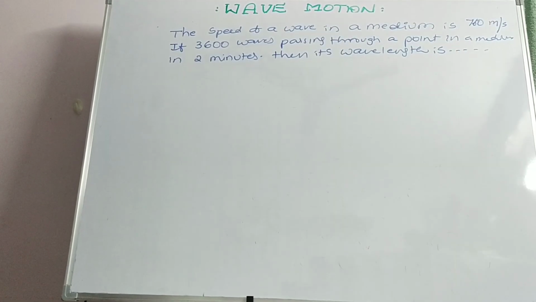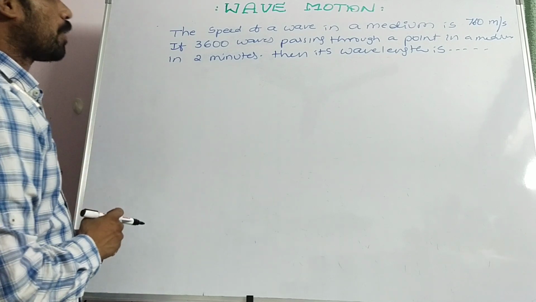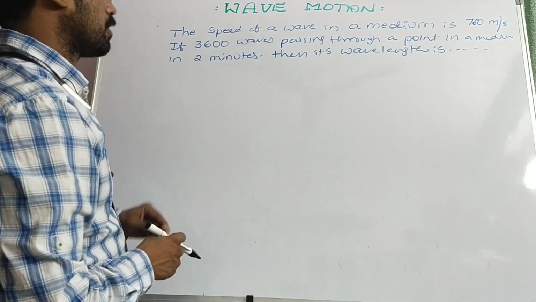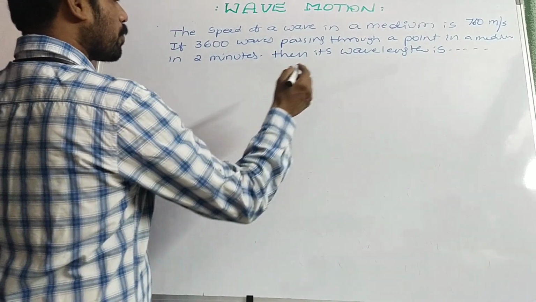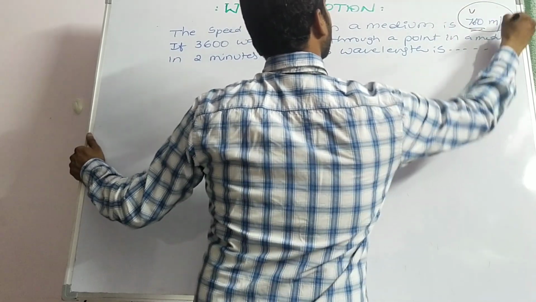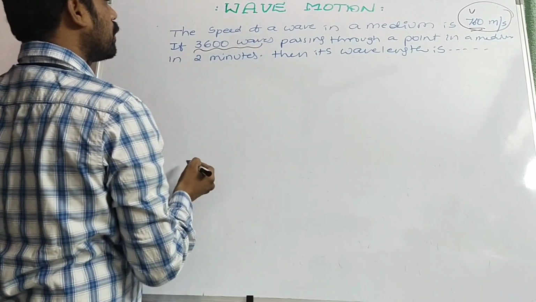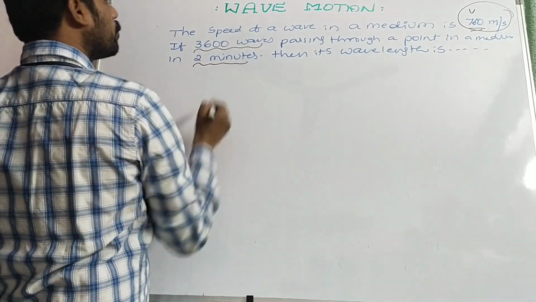Now here we have a problem. The speed of a wave in a medium is 760 meter per second. If 3600 waves pass through a point in a medium in 2 minutes, then what is its wavelength? So here we are provided with speed v is equal to 760 meter per second, the number of waves is 3600, and the time is 2 minutes.